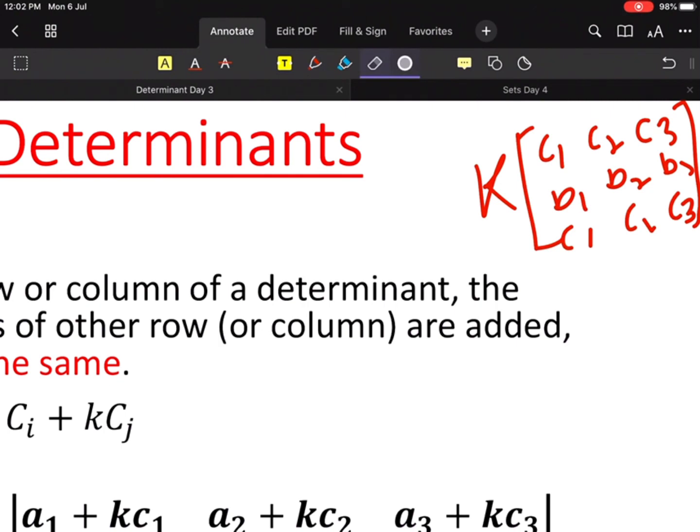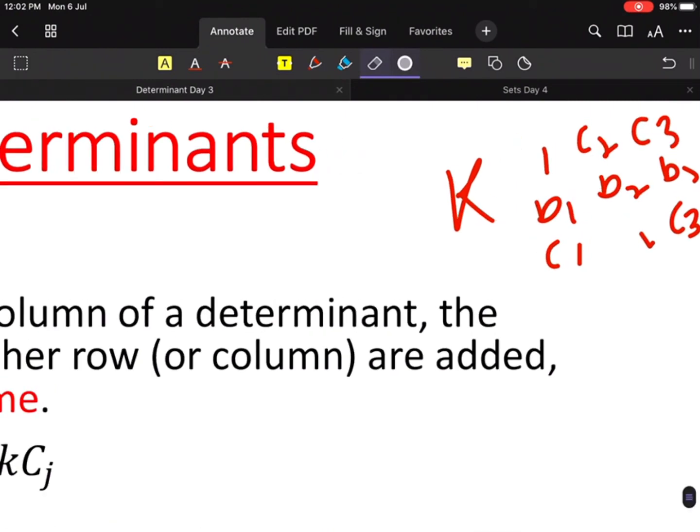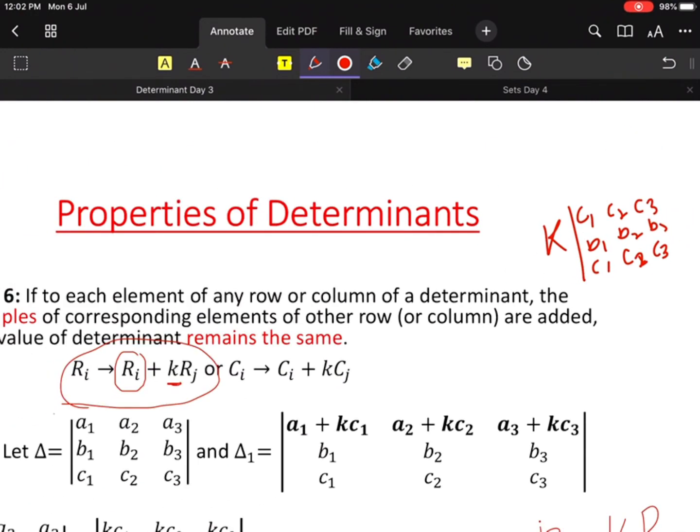Sorry, this is an error. The sign will be different. So here it will be C1, C2, C3, and so on. So this is what we get, right? Now here what do we see? C1, C2, C3, C1, C2, C3.